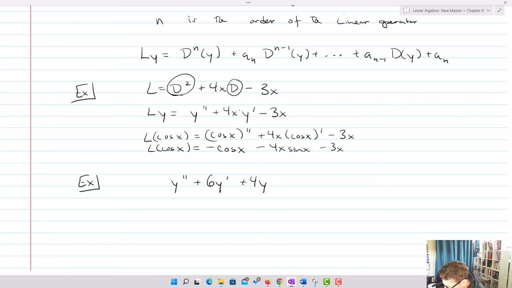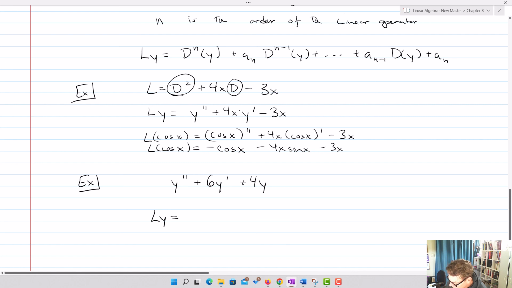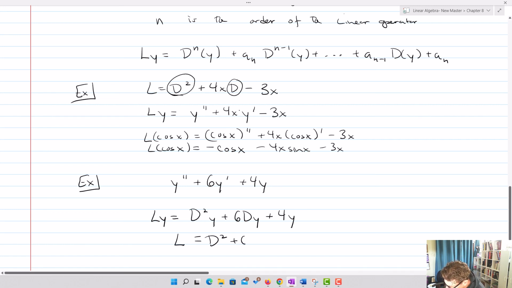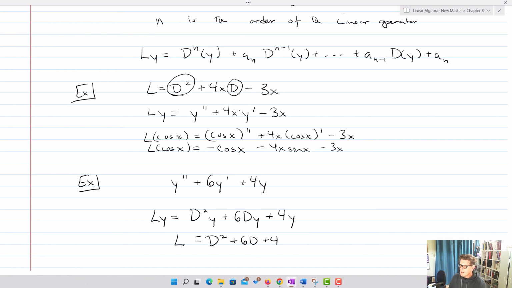But if we wrote this as a linear operator, it would be Ly equals d squared y plus 6 dy plus 4y. And that would actually be our linear operator. We could rewrite L as simply d squared plus 6d plus 4. And that would be L. Okay, so L is just a notation that we're going to use. We're going to use it quite a lot because it's going to end up becoming really handy when we talk about things a little bit more generally.